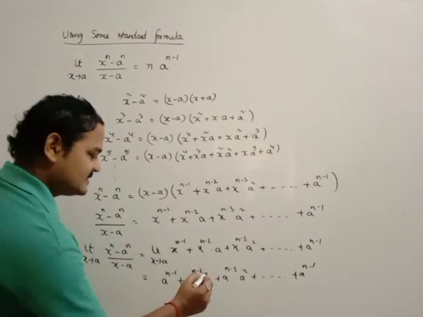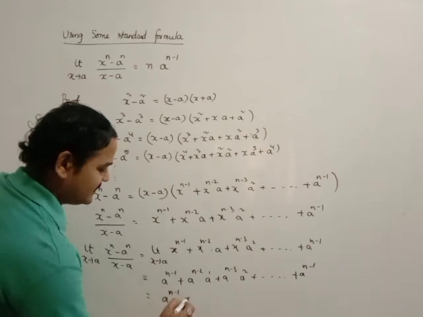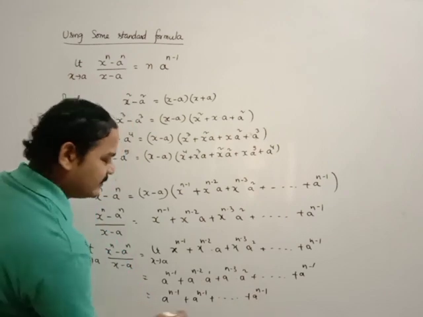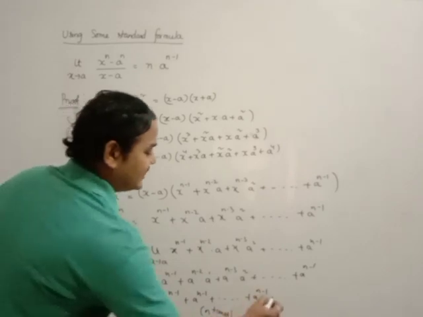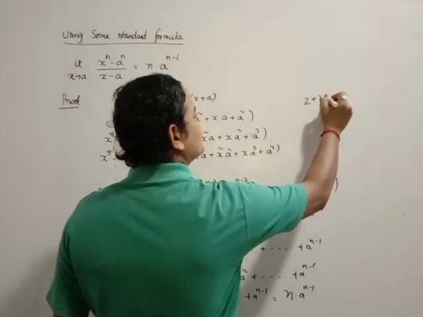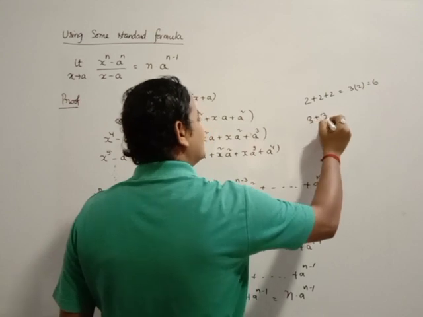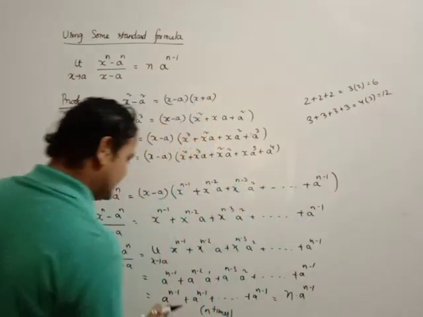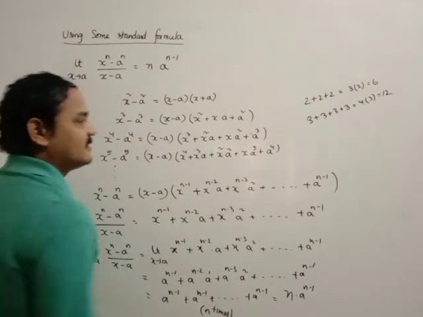n minus 2 plus 1 is n minus 1, n minus 3 plus 2 is n minus 1, so that is a to the power of n minus 1 plus a to the power of n minus 1, and so on, up to a to the power of n minus 1. How many times can you write it? It is n times. So the answer is n into a to the power of n minus 1. Why? 2 plus 2 plus 2, 2 written 3 times, is 3 into 2, that is 6. Suppose 3 plus 3 plus 3 plus 3, written 4 times, means 4 into 3, that is 12. Similarly, a to the power of n minus 1 written n times gives n into a to the power of n minus 1.